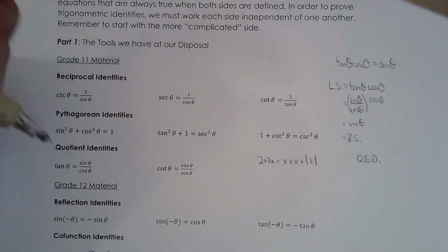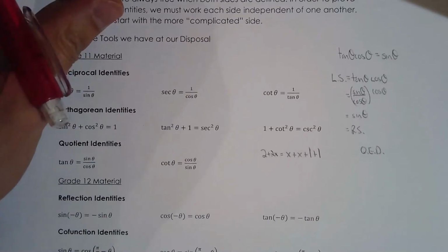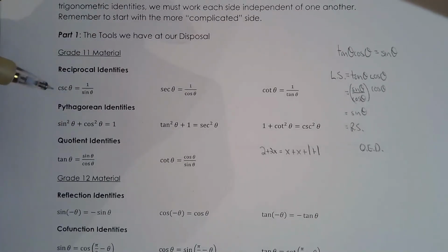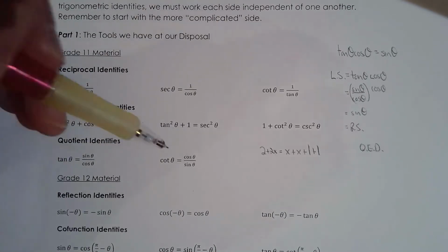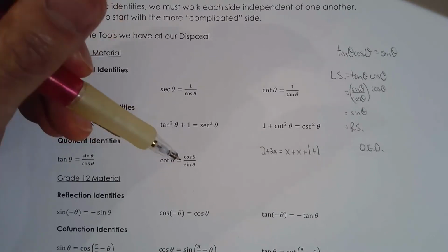So let's look at all the identities we can use to help us out. So we have reciprocal identities from grade 11, the Pythagorean identities from grade 11. So there's 3 different versions. They will come in handy to know. It will come in handy to know all 3 versions of it. Quotient identities, tan theta equals sine theta over cos theta, which means cotan theta is cos theta over sine theta.